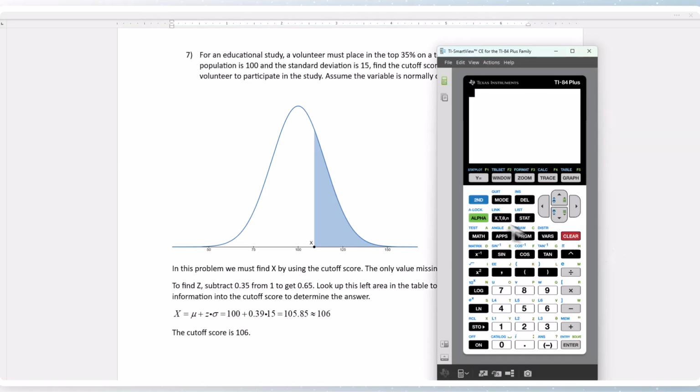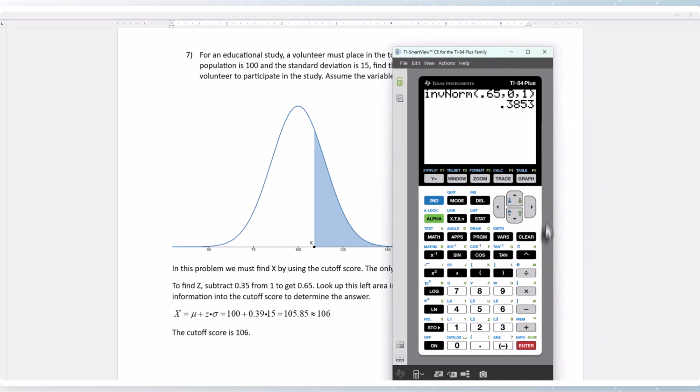We could also use the calculator to find the z-value. We type second vars, option 3. Remember, we're looking for this left area of 0.65. Select paste, enter, and if we round to two places, it's 0.39.